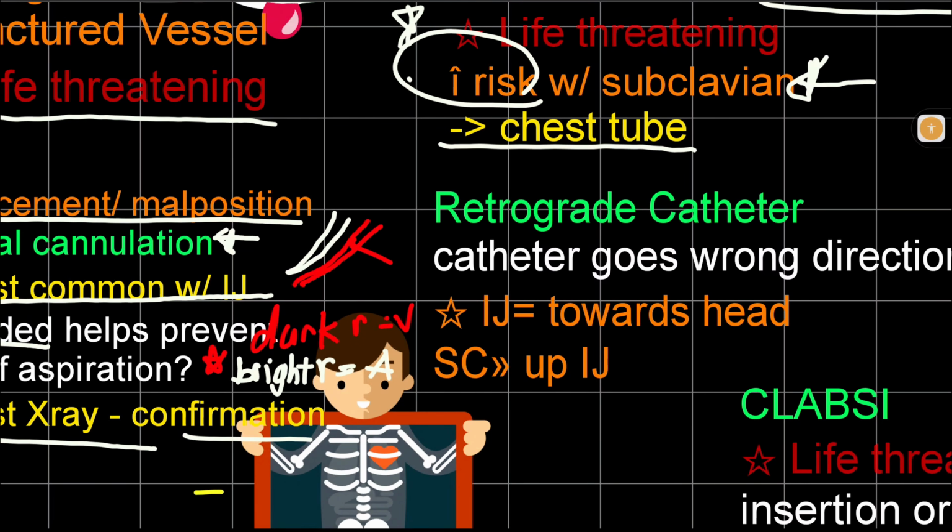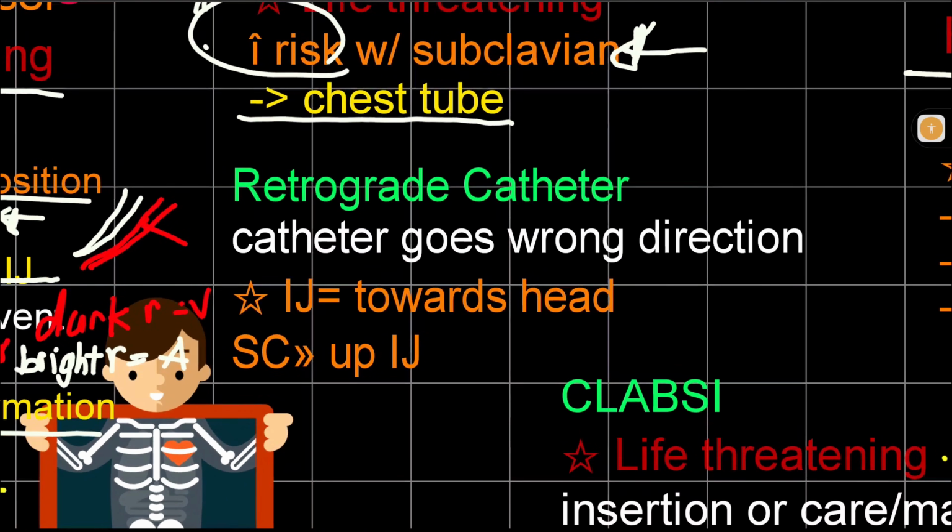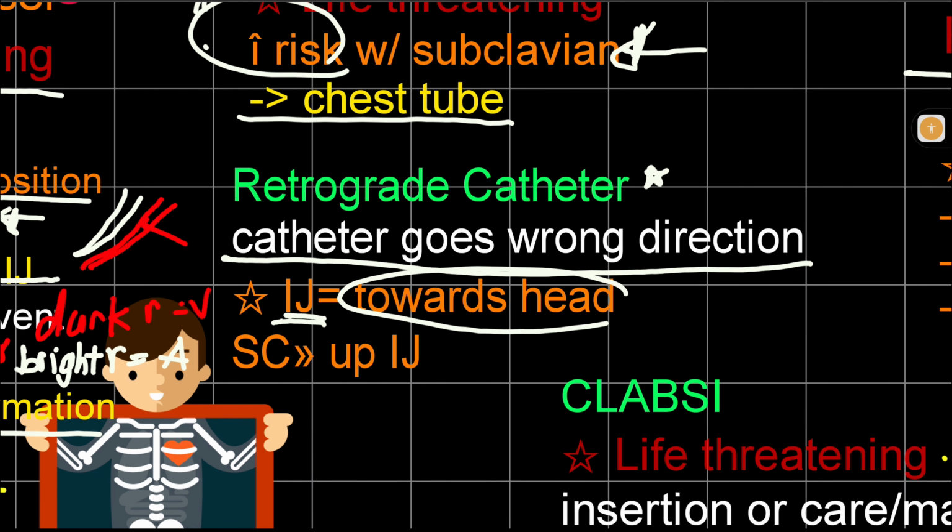Okay, now other risk factors include retrograde catheter. Now, what do we mean by this? It means catheter that goes in the wrong direction. For example, yung IJ mo napunta towards the head, nasa ulo, imbis na nasa puso, nasa SVC.